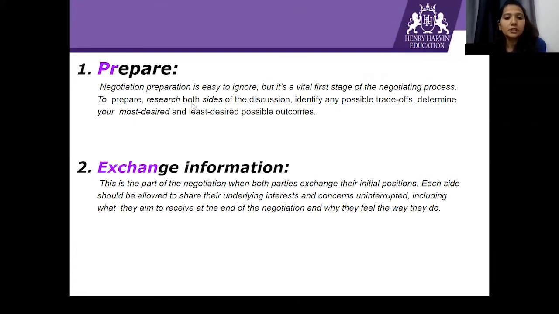To prepare, research both sides of the discussion, identify any possible trade-offs. So what do you mean by identify any possible trade-offs? What do you understand by this term, or what do you understand by the sentence? So the bargaining chips. So you have to be very particular in understanding that, okay, what could be the different alternatives that I could offer to them.